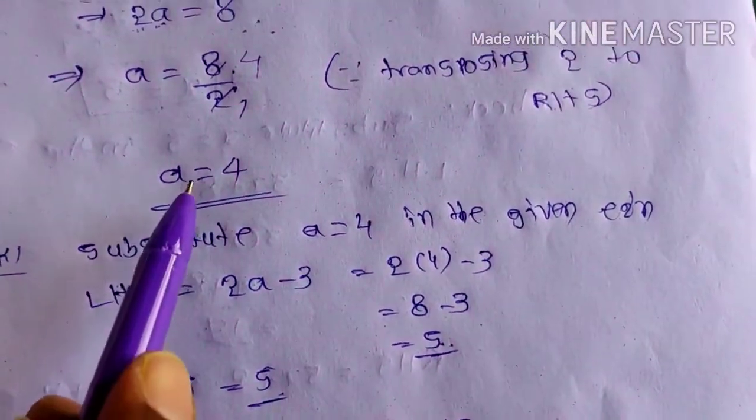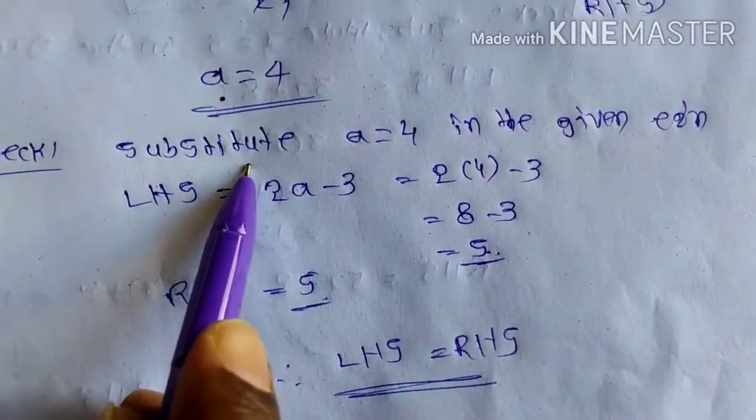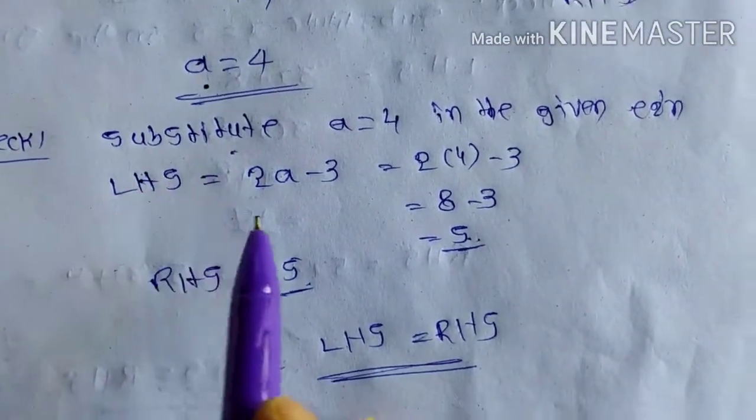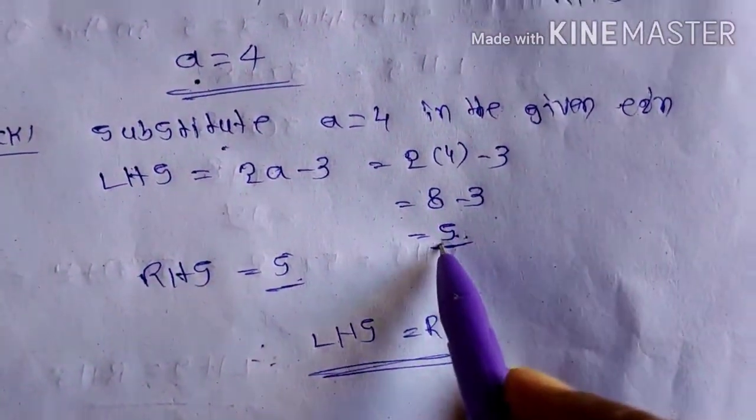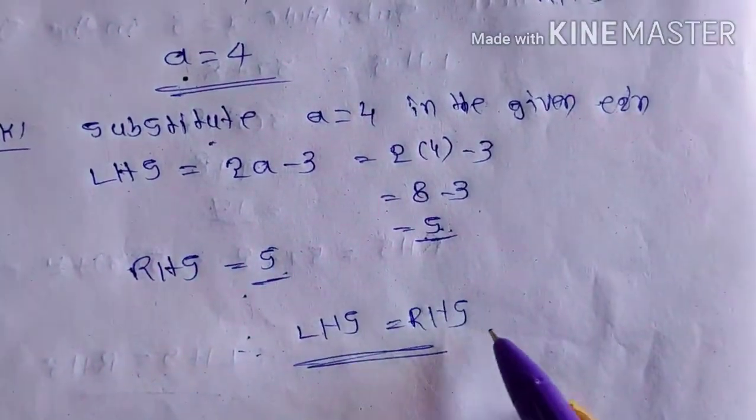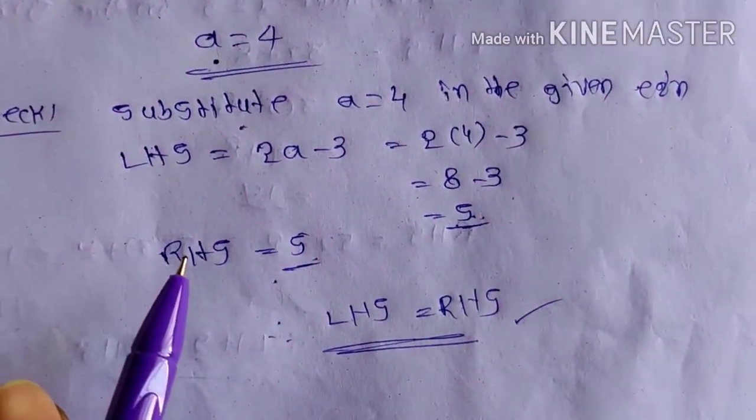Just you need to find here the variable value. After that, you can substitute the value in the given equation. Whether you can check either LHS is equal to RHS or not. Then your solution is completed.